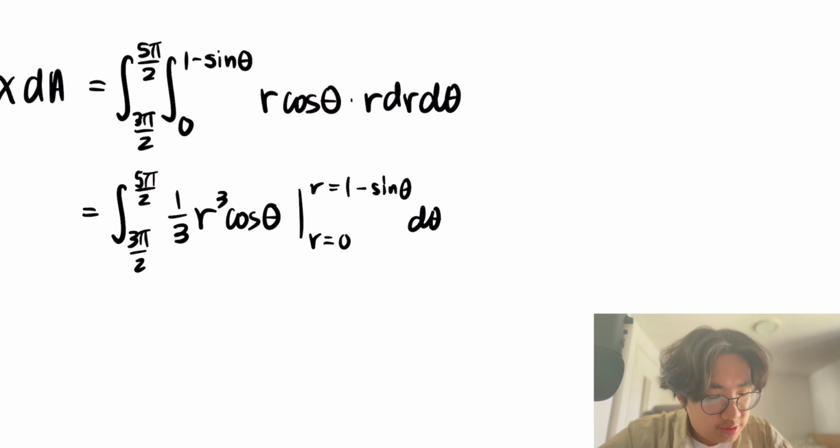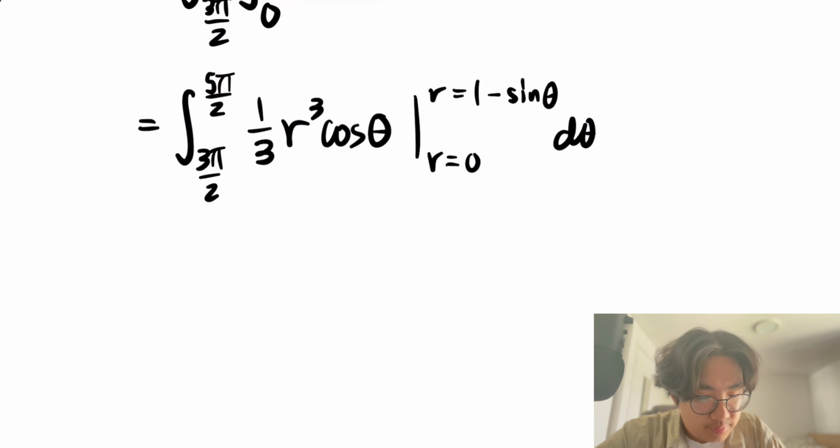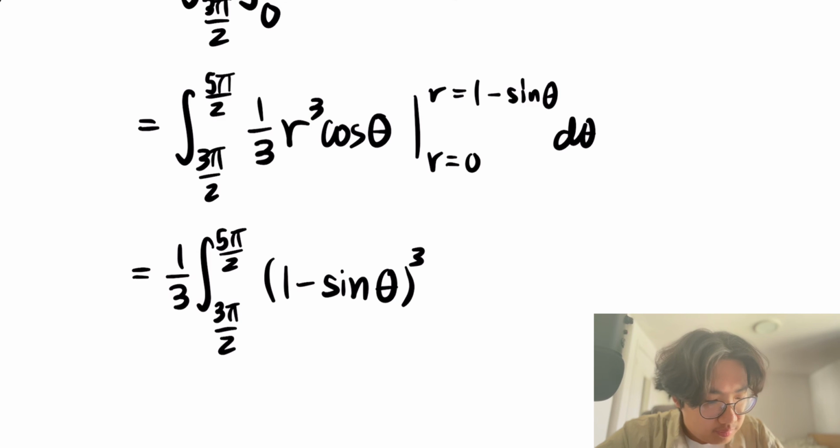So of course, if we use r equal to 0 over here, we have 1 minus sine theta cubed, and then minus 0, so this just remains this. Then we can rewrite this. I'll move the 1/3 out, and then we have the integral from 3 pi over 2 to 5 pi over 2 of 1 minus sine theta cubed times cos theta d theta.